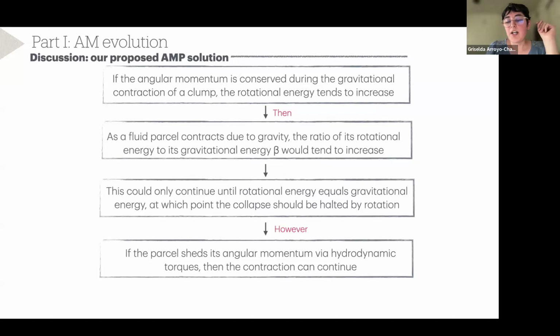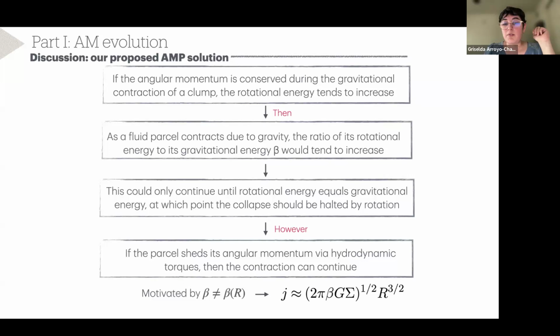But if we are exchanging some angular momentum via some mechanism, in our case, we think that it will be more related to hydrotorques, which is related to turbulent viscosity. I'm going to say more about this later. Then the contraction can continue. And I'm not going into much detail here, but if we suppose that this beta parameter is constant, we can derive at some point this J relation, so having little j as the radius to the 1.5, including also some other parameters.